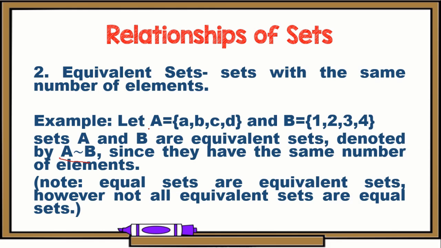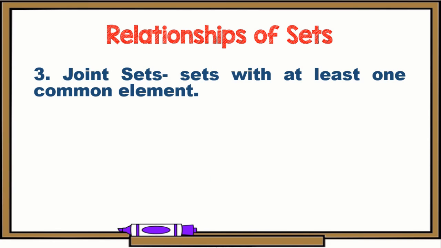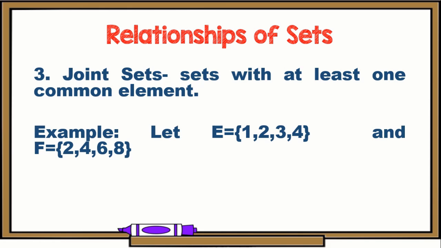And you have to take note of this. Equal sets are equivalent sets. However, not all equivalent sets are equal sets. Now let's go to item number 3. Joint sets. Sets with at least one common element.